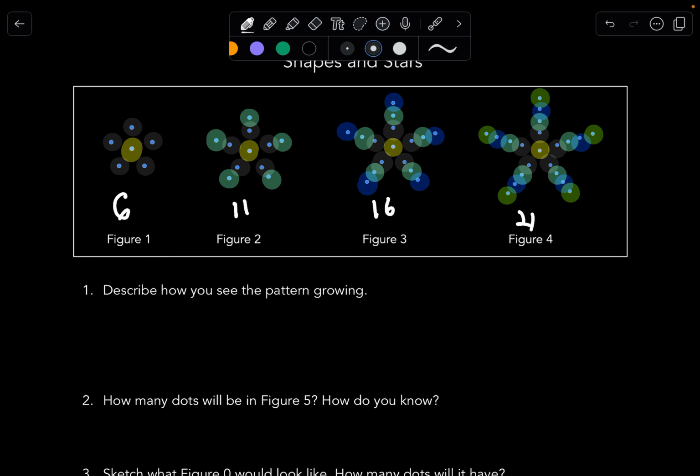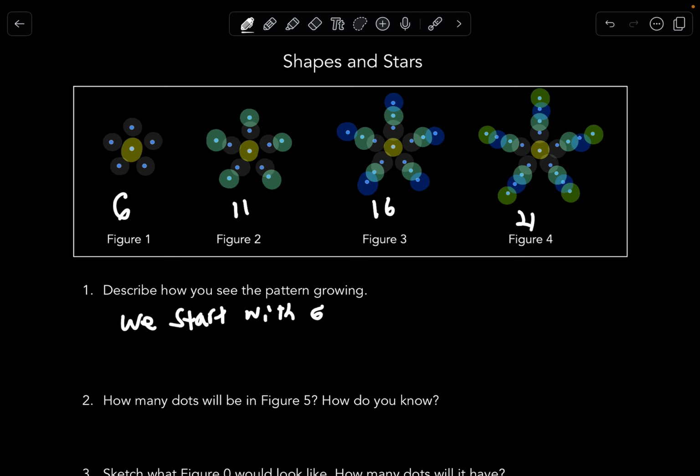We start with 6 dots, and then we add 5 each time.